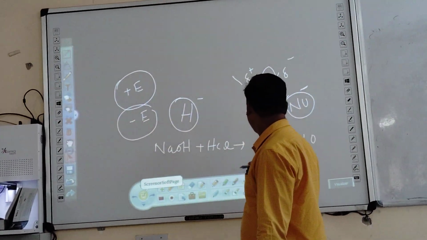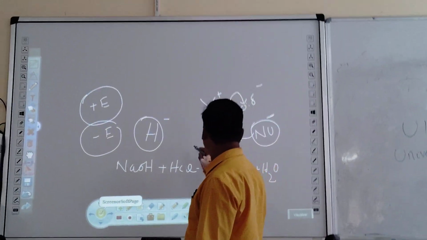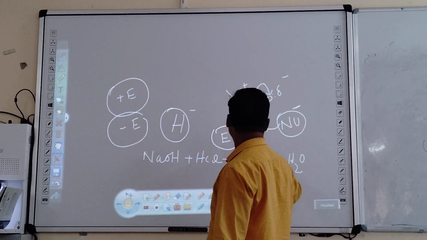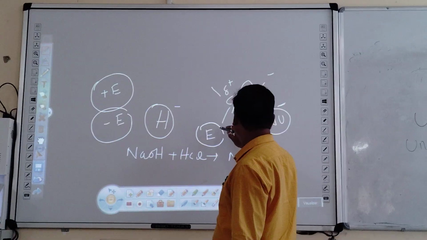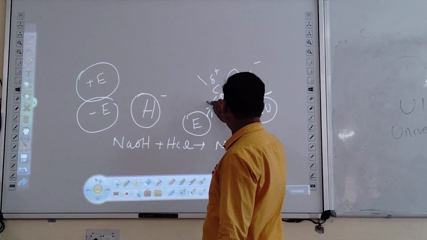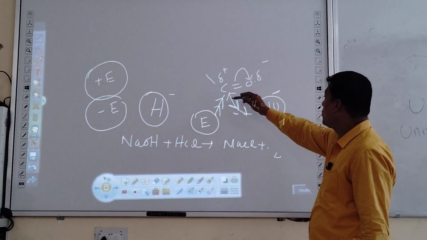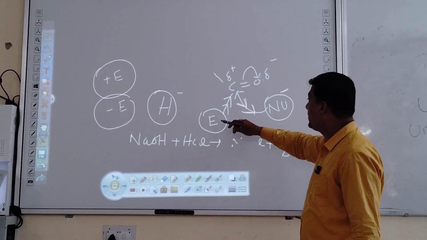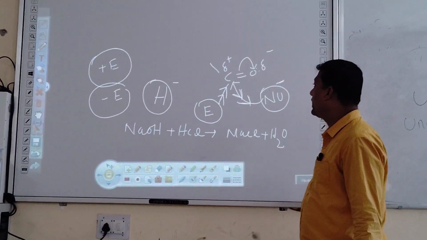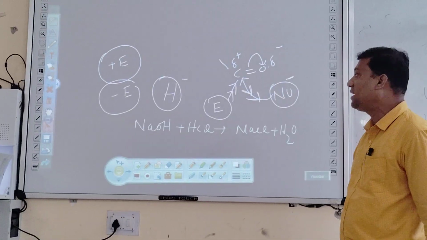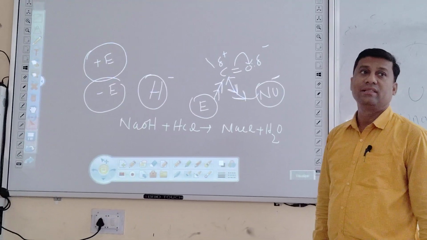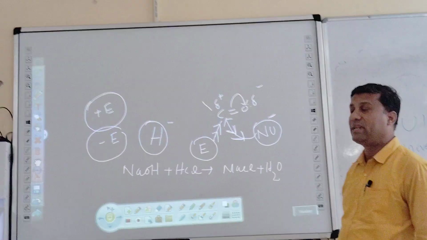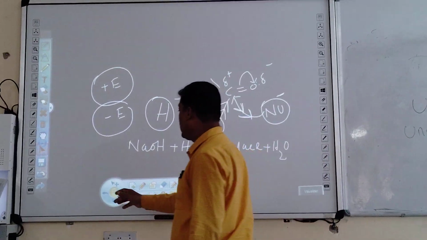Means if the electrons are shifted towards the carbon, when the nucleophile comes, it is plus E effect. If the electrons are shifted from the carbon to the electrophile, that is known as minus E effect. This is the difference between plus electromeric effect and minus electromeric effect.